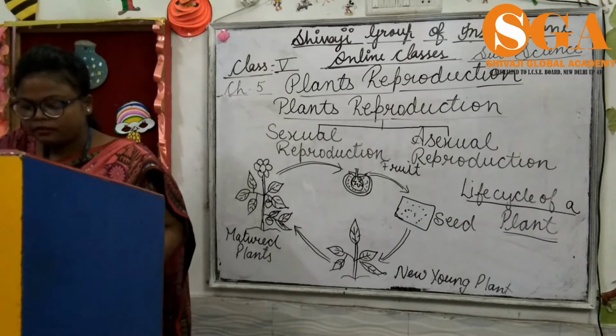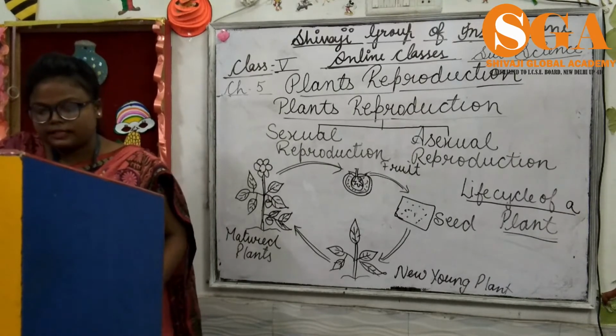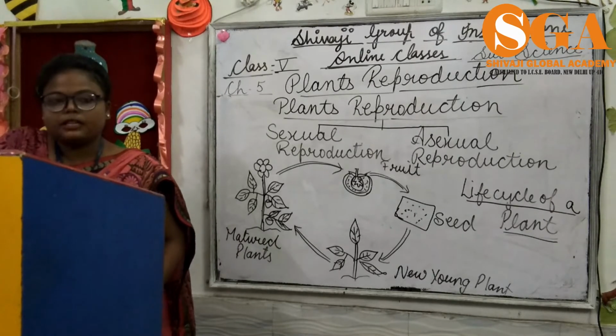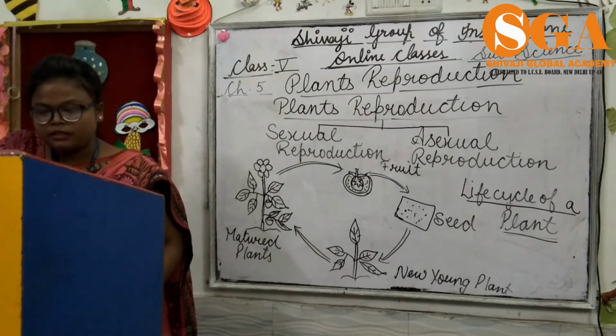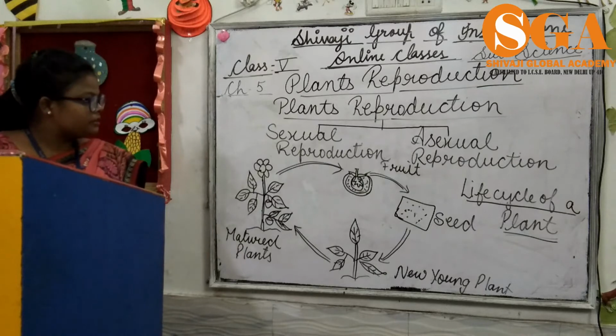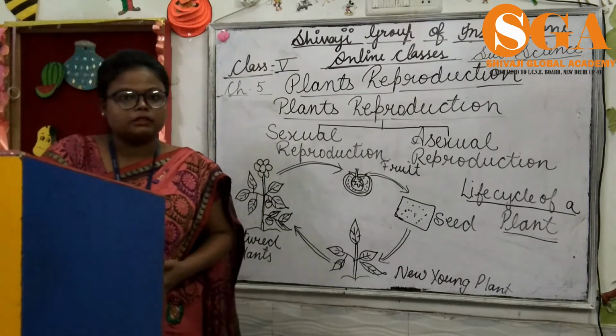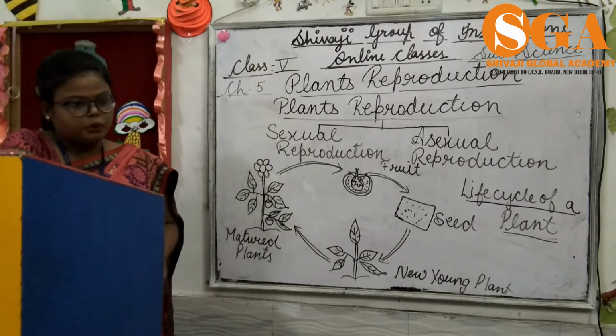The complete flower typically consists of four parts, that is petals, sepals, stamen. Stamen is called the male reproductive part, pistil or carpel, that is the female reproductive part. Students, here you understand, I explained to you about sexual reproduction.